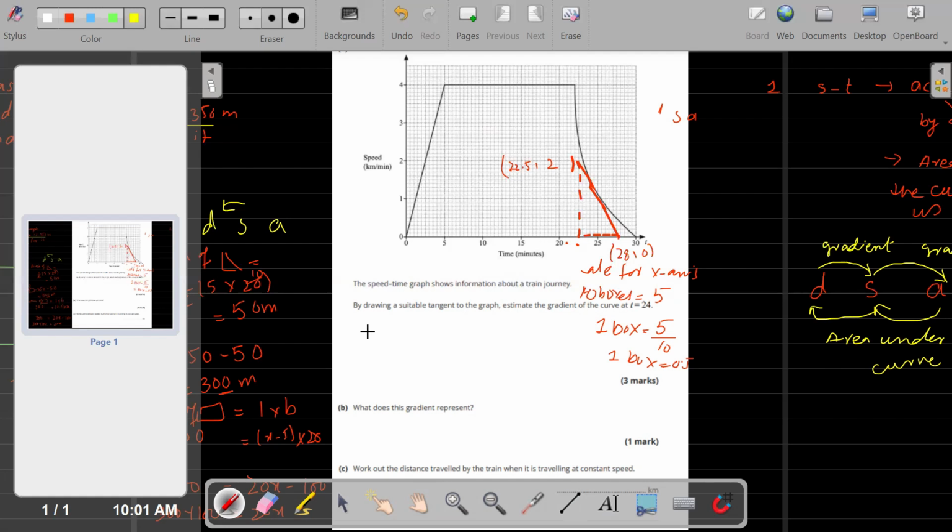Okay, we are going to find the gradient now. So gradient is equal to y2 minus y1 over x2 minus x1. Is it like that, Fatma? Yes. So y2 is 0, minus 2, over 28 minus 22.5. So it is minus 2 over, Fatma, what is 28 minus 22.5? We have calculated right now. It is 5.5. Okay. So 2 over 5.5 would be 0.36. So our gradient is minus 0.36.